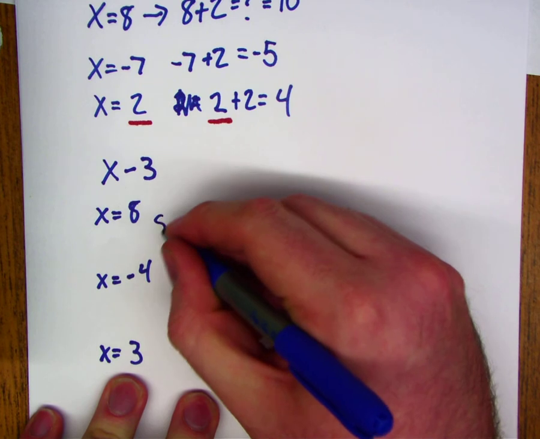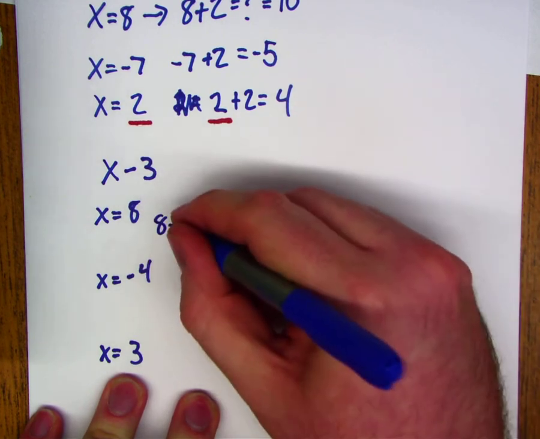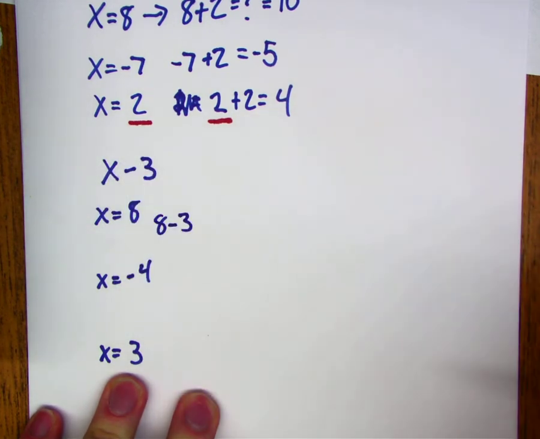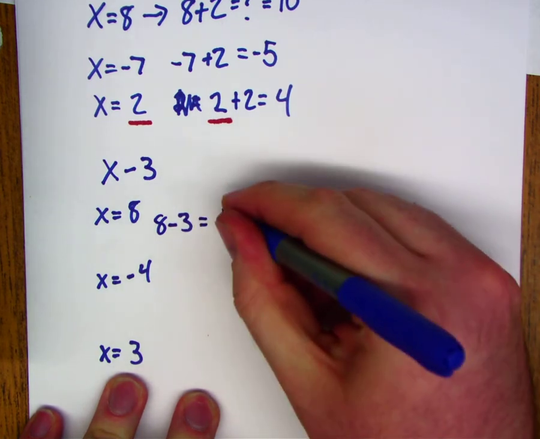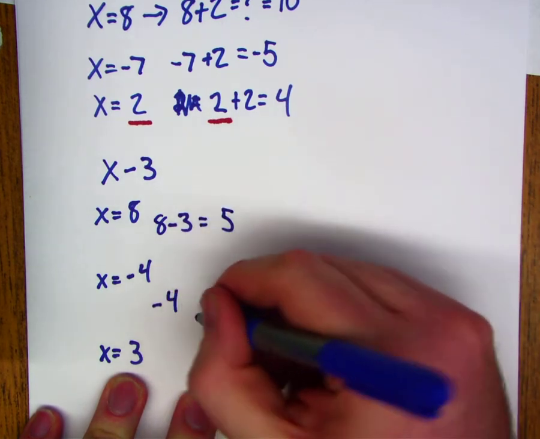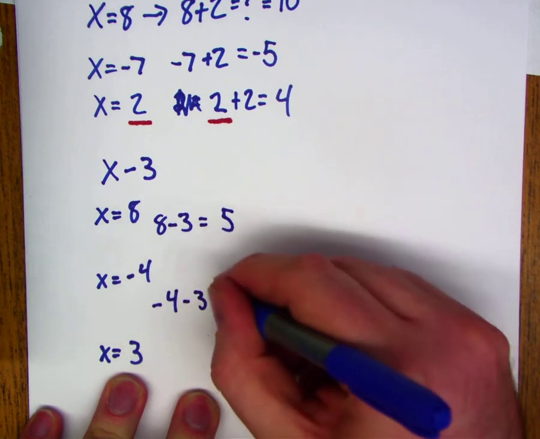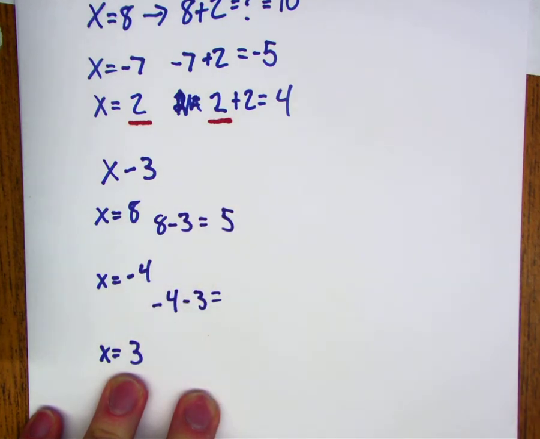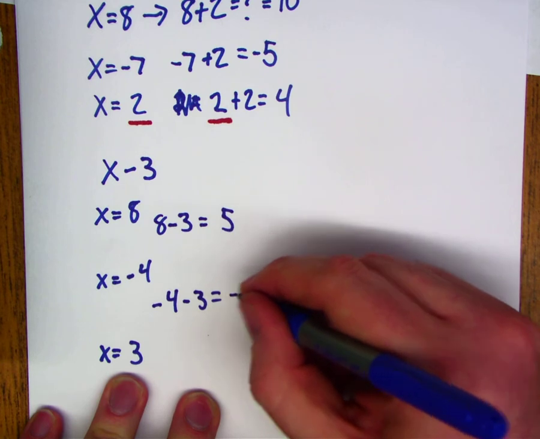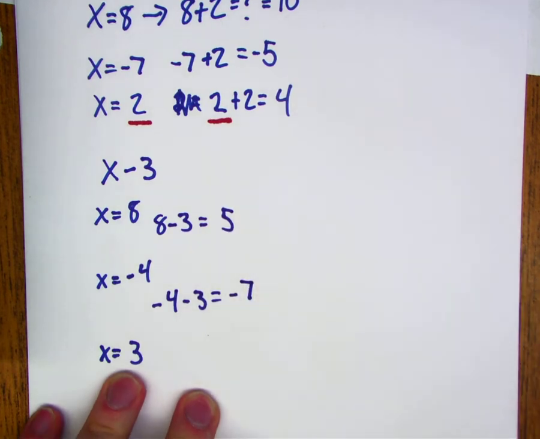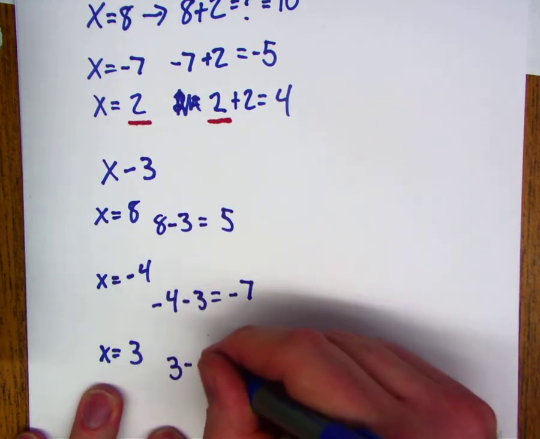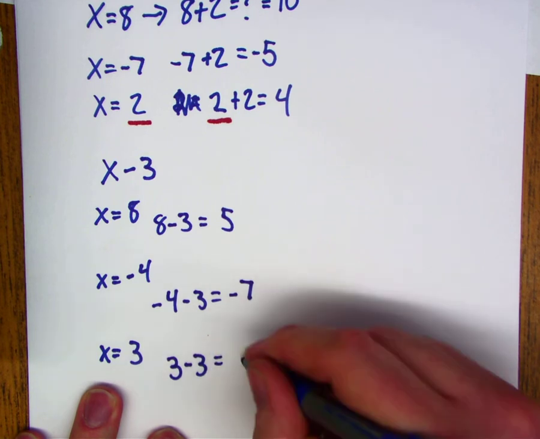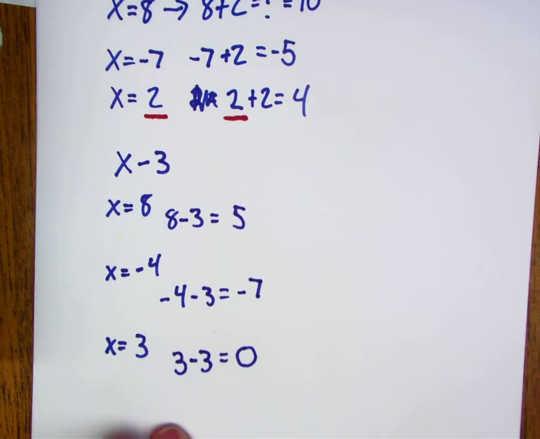It's going to be 8 minus 3. Notice, wherever x was, that's where we put in our value. That is equal to 5. Negative 4 minus 3 gives us negative 7. Went back 4, went back another 3. That's how we got there. And in this last case, we get 3 minus 3. That gives me a 0.